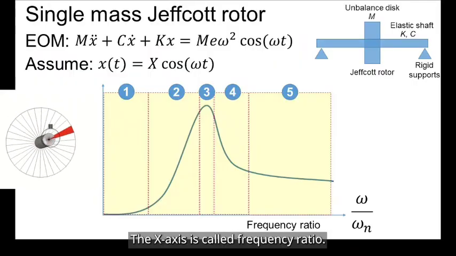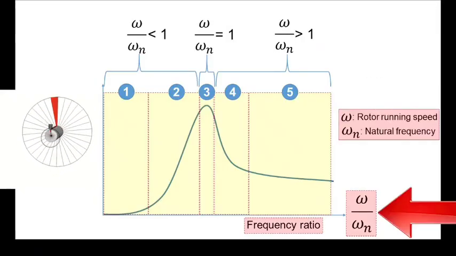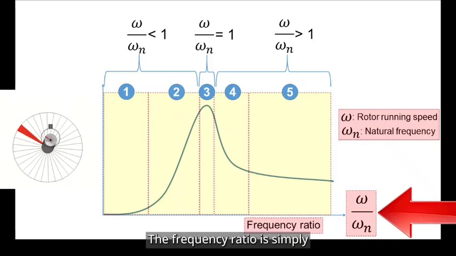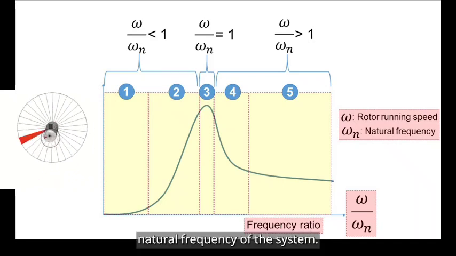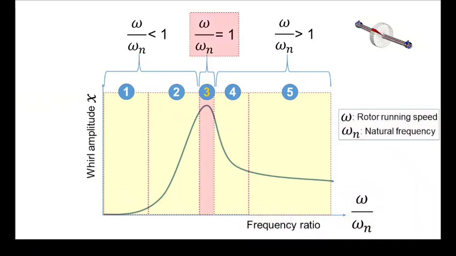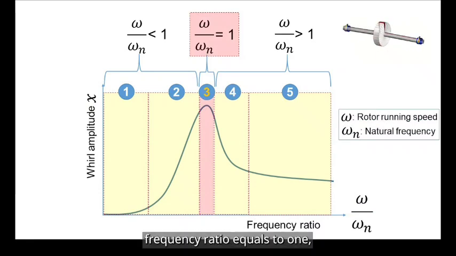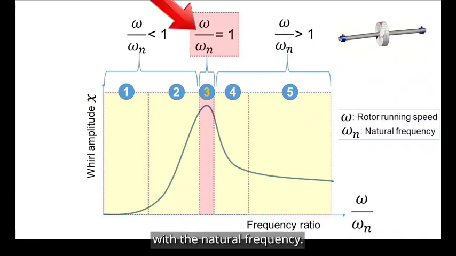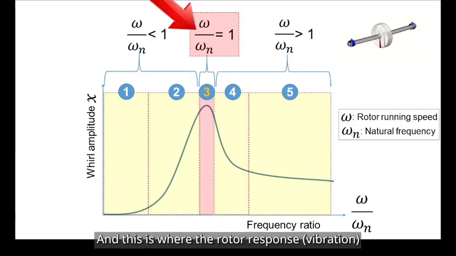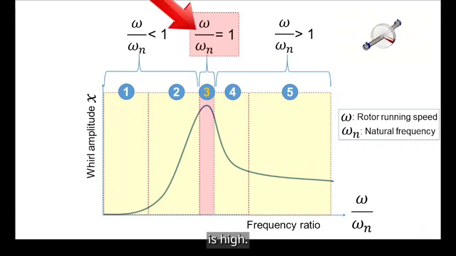The x-axis is called frequency ratio. The frequency ratio is simply rotor running speed over natural frequency of the system. So when the frequency ratio equals 1, the rotor speed coincides with the natural frequency, and this is where the rotor response is high.